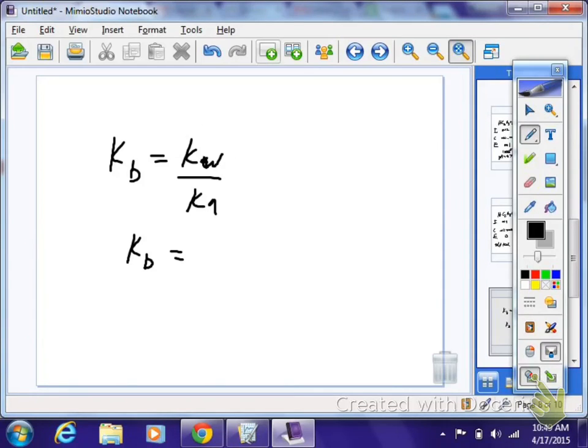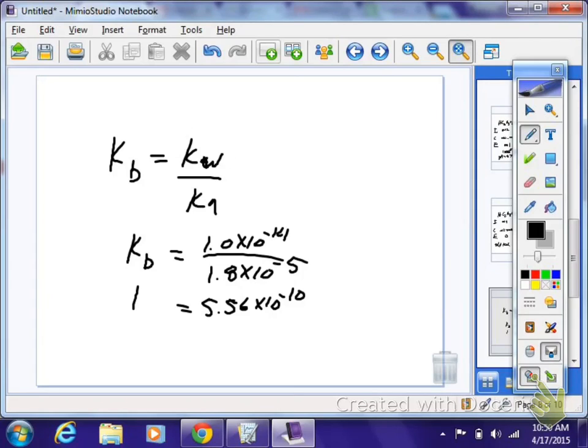Ka is 1.8 times 10 to the minus fifth. So you're going to take 1.0 times 10 to the minus 14 divided by 1.8 times 10 to the minus fifth. You're going to come up with the KB. What is it? 5.56 times 10 to the minus 10th is equal to the KB.